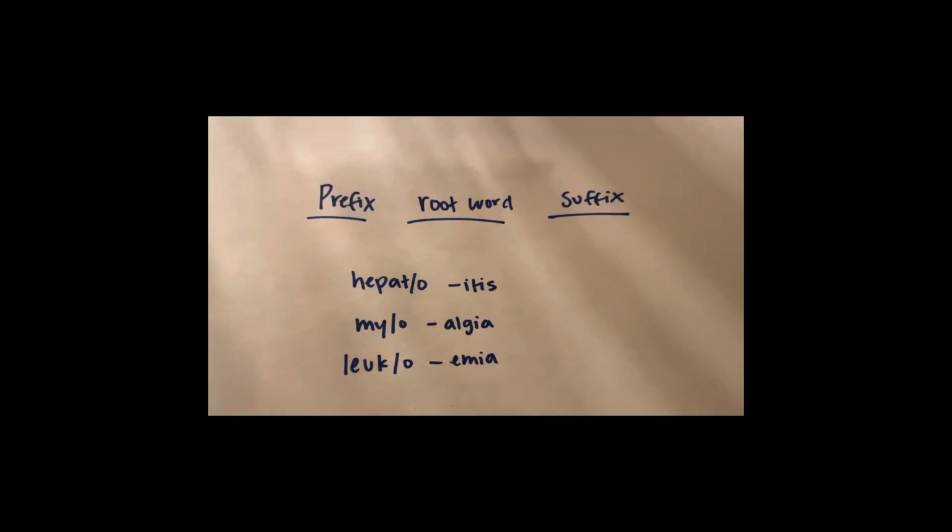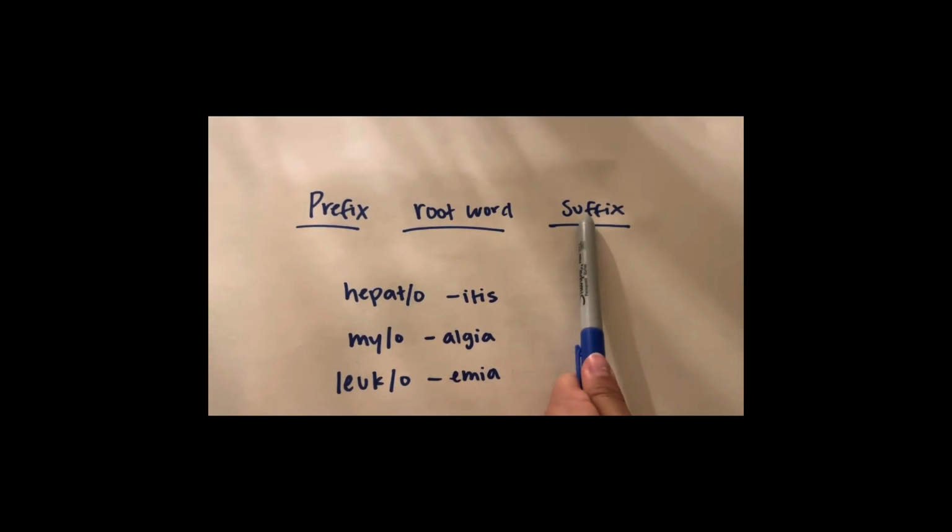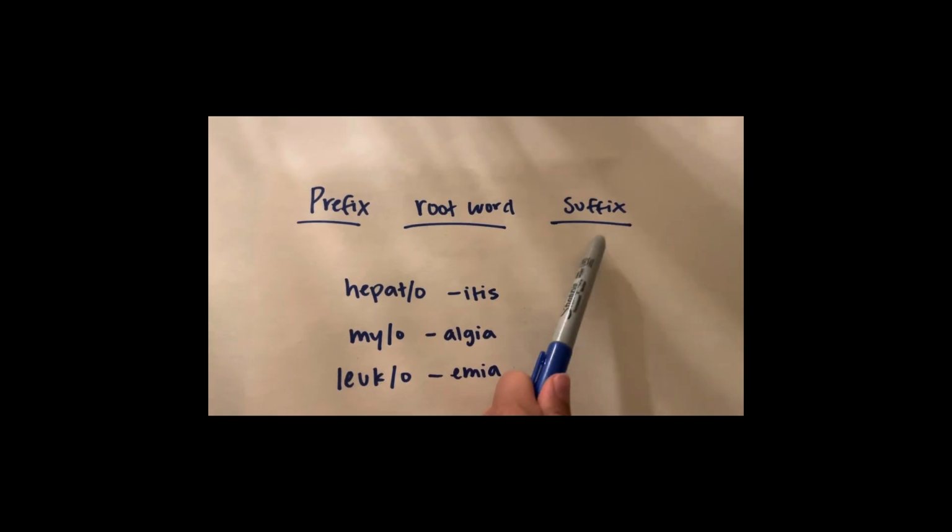Okay, so now we're going to work on building these words by following 3 rules. The first rule is that you start reading the word from the back to the front, so the suffix to the prefix.